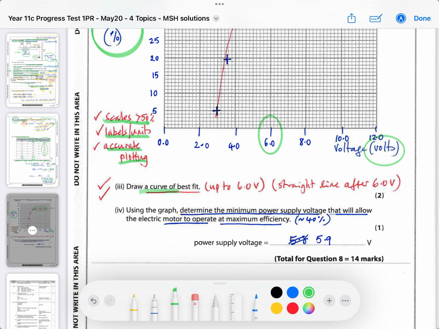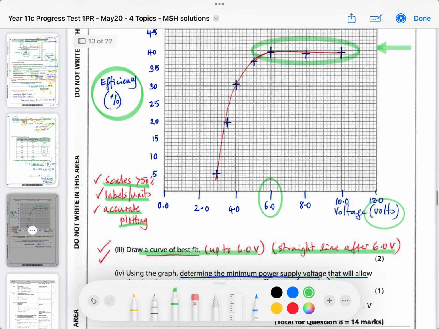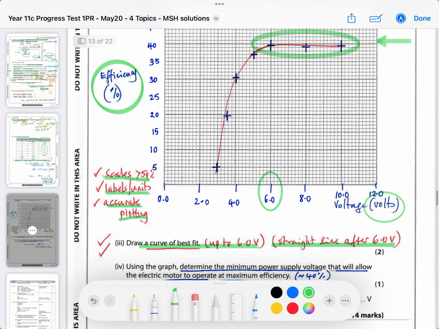So up to 6 volts should be a smooth curve. After that, you could draw a straight line after 6.0 volts. I've drawn it just away from straight. Okay, I would give myself 2 marks, but according to the examiner, I might only get 1 mark, because they want you to draw this part as being a straight line.